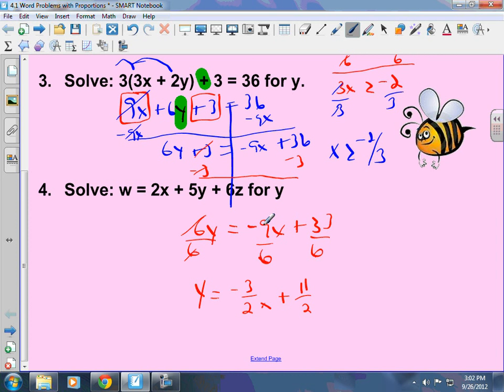Because 3 will go into here, 3 goes into 9 3 times. 9 divided by 3 is 3. 6 divided by 3 is 2. 33 divided by 3 is 11. 6 divided by 3 is 2. So that is your answer.